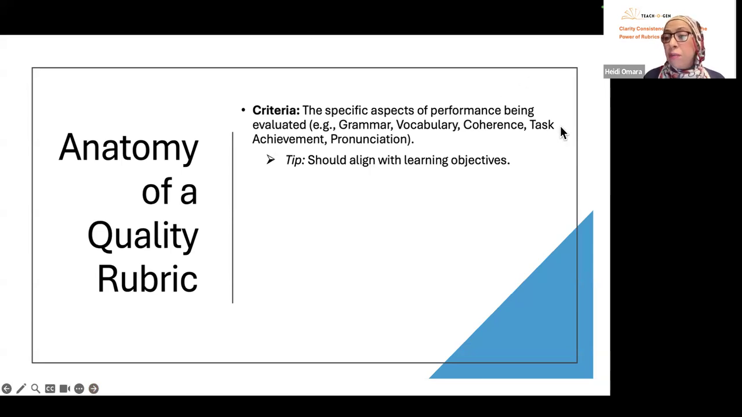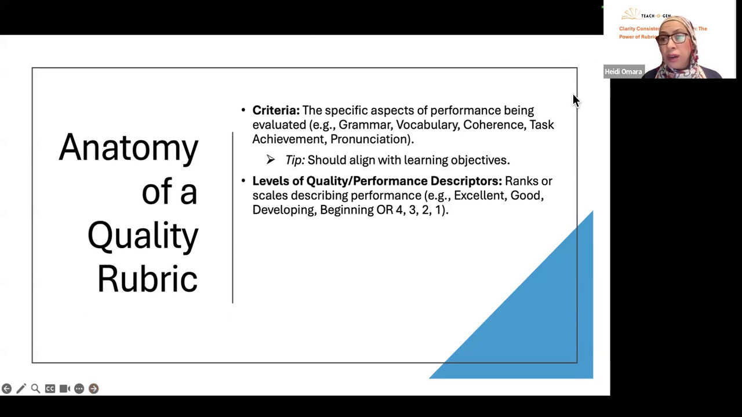And it should very much align with your learning objectives. What were you teaching? You were teaching an opinion essay. What were you teaching in the opinion essay? Grammar, okay. Vocabulary, yes. Coherence, definitely. Form, yes, very much. So you need to include it in your rubric. Whatever you taught them, you have to include it in your rubric.